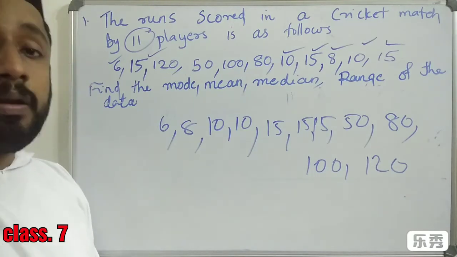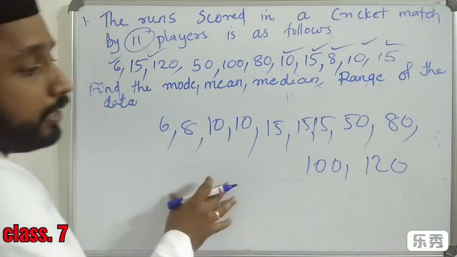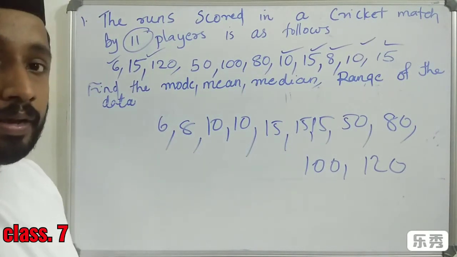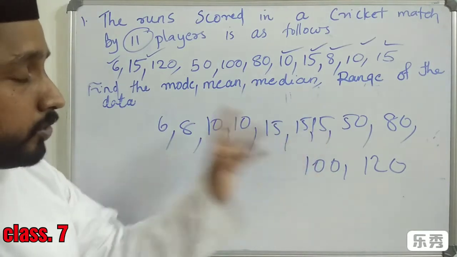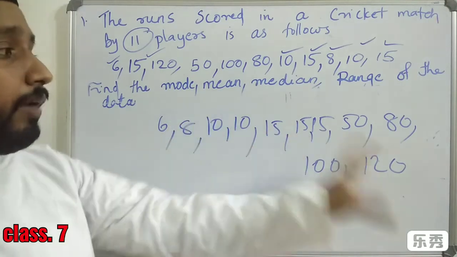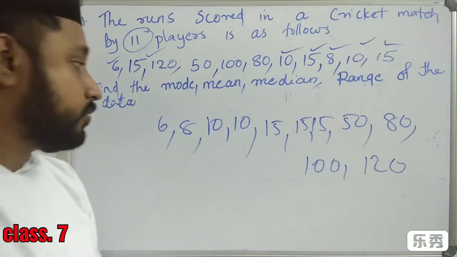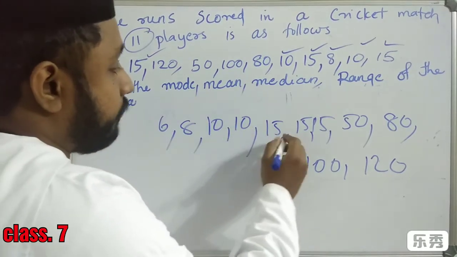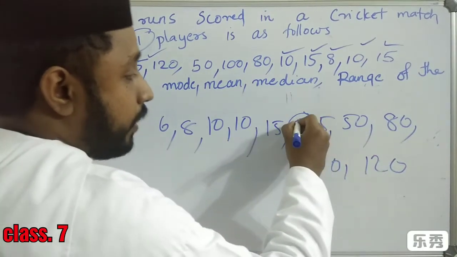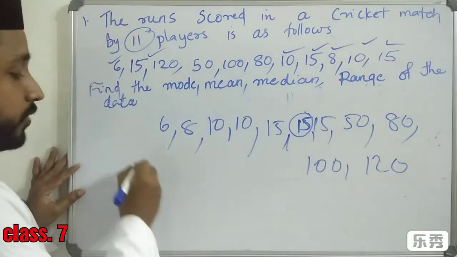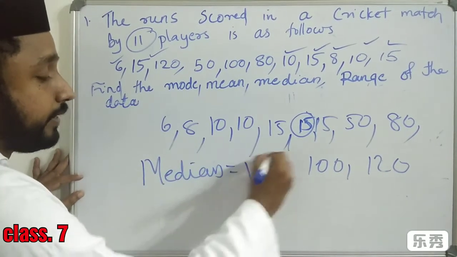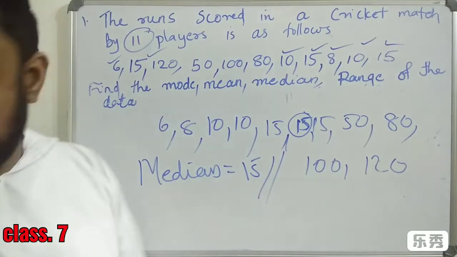Median means the middlemost observation. Total is 11, so the sixth one is the middlemost: 5 on the left, 5 on the right. Counting 1, 2, 3, 4, 5, after 5 comes 50, then 1, 2, 3, 4, 5. So the middle observation is 50. So the median is 50.